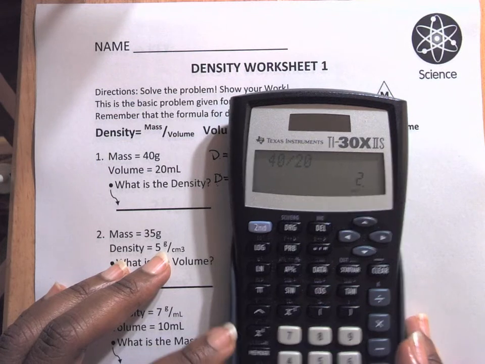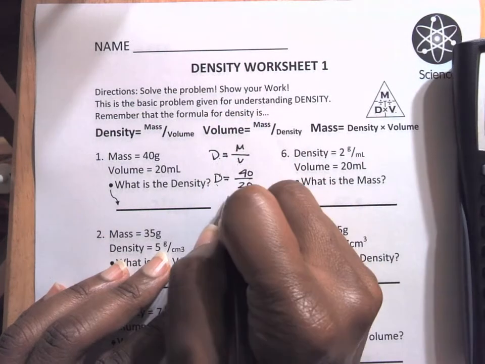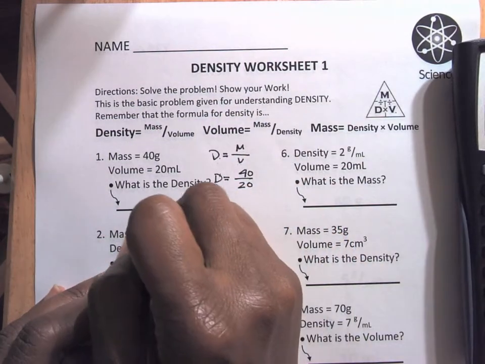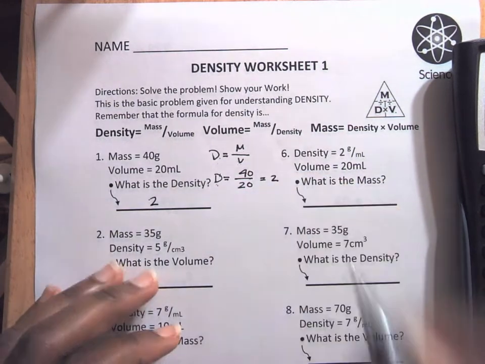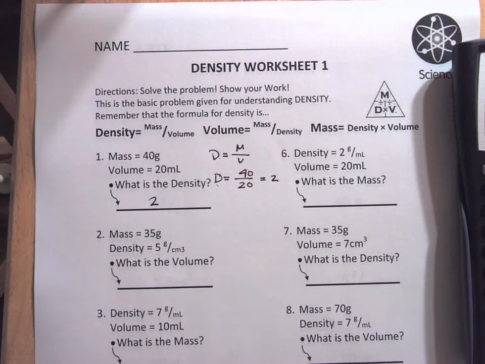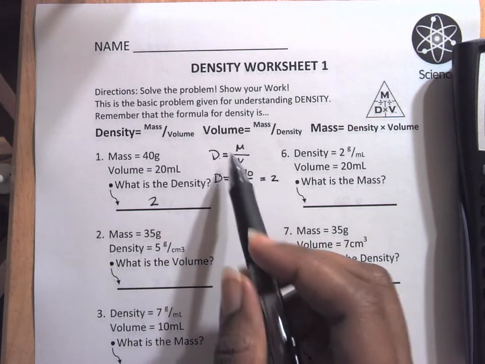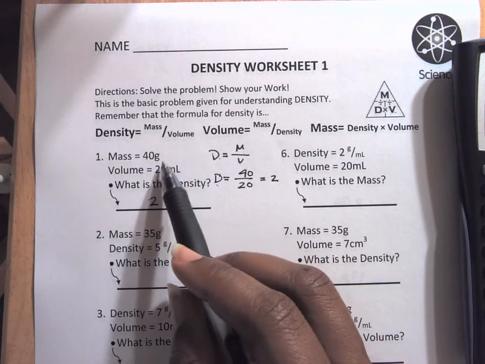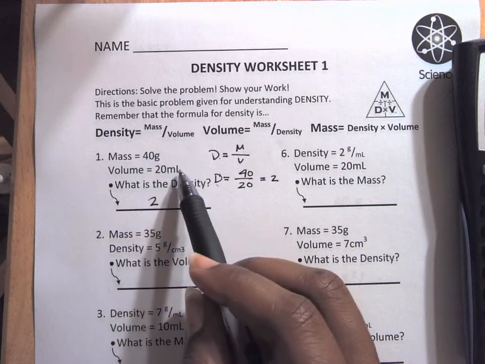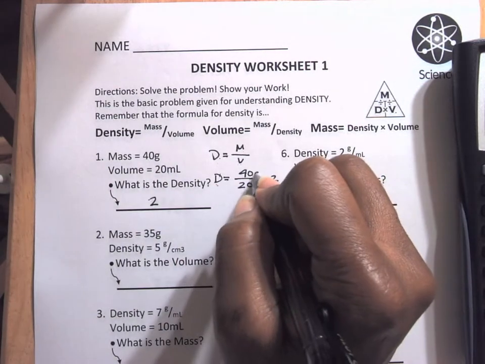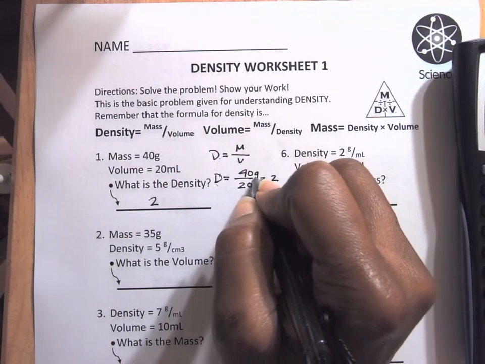And that will give you 2. This equals 2. All right, the last step is to get the units. Now, the key thing about the units, which we talked about earlier in class, is that for density, the units are going to be the units of the mass over the units of volume. So now I'm going to go ahead and plug these back in, g over mL.